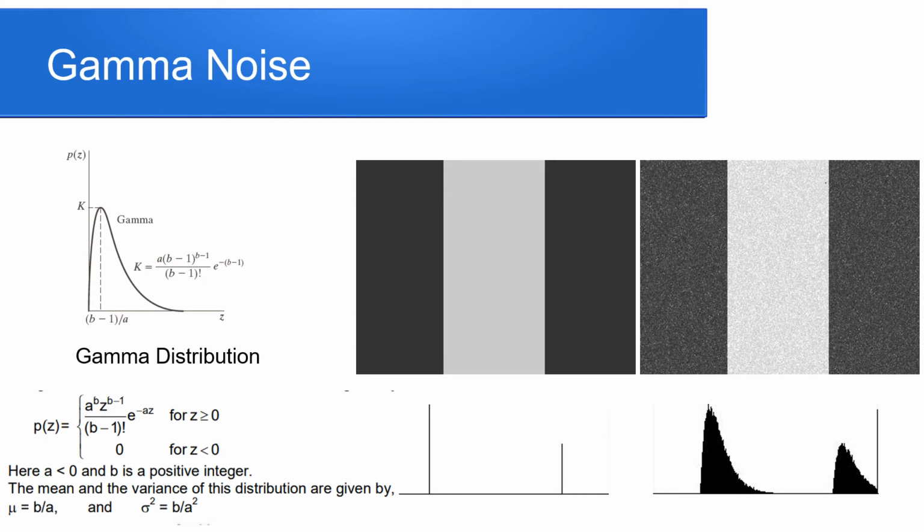Next, we will see what is gamma noise. The shape of the gamma noise is very similar to the Rayleigh distribution. The gamma noise distribution starts from 0 and is given by the formula shown here: P of z equals a raised to b, z raised to b minus 1 upon (b minus 1) factorial, e raised to minus a z, for z greater than or equal to 0 and 0 for z less than 0. Here a is greater than 0 and b is a positive integer. The mean and variance of the distribution are given by mu equals b upon a and sigma square equals b upon a square.